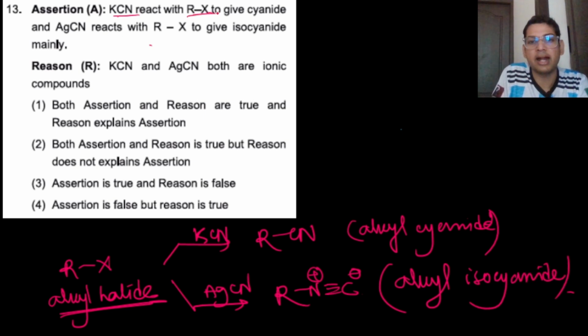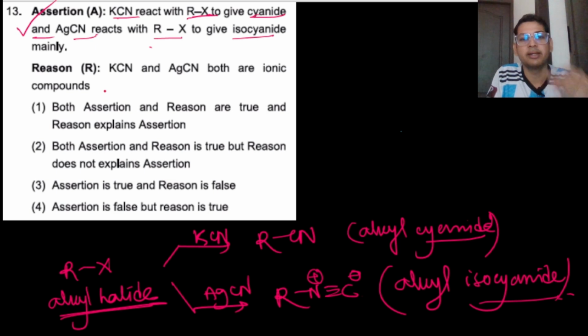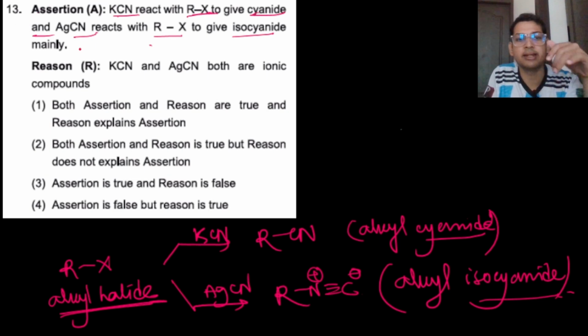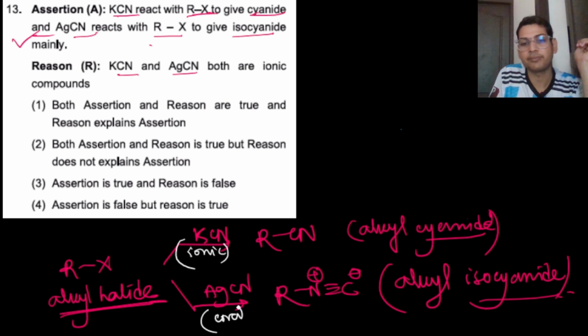KCN reacts with RX to give cyanide. Yes, cyanide you will get. And AgCN reacts with RX to give isocyanide. Yes, so the assertion is correct. Reason: KCN and AgCN both are ionic compounds. No, KCN is ionic, but AgCN is covalent. AgCN is covalent, KCN is ionic.